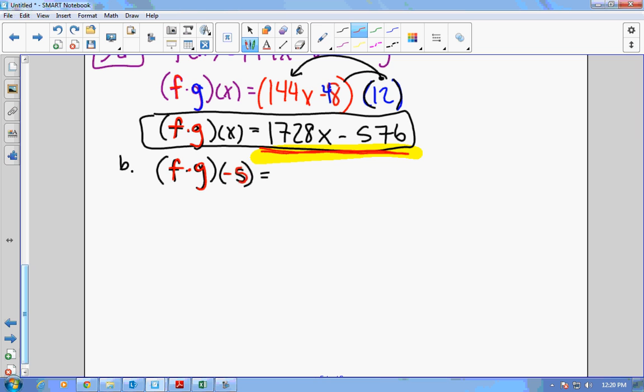So, you take what we just barely did, the very last line, and where the x is, you plug in what? Negative 5. Everything else is exactly the same. The 1728 is still there, the minus 576 is still there. You just replace the x with negative 5. Are there any questions how I set this up? And everything on the right is a number, so you just type it in.